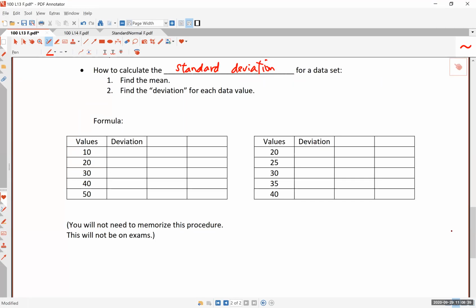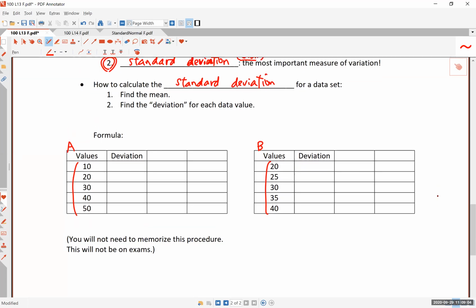Okay, so we have two sets of data, set A and set B. These are the same as the first sets I gave you on the front page. 10, 20, 30, 40, 50. These are the scores of a 50-point test in section A of the class, and then these are the scores in section B of the class, right? All right, so for each, we will find the standard deviation.